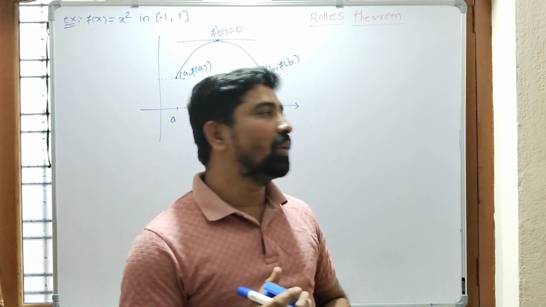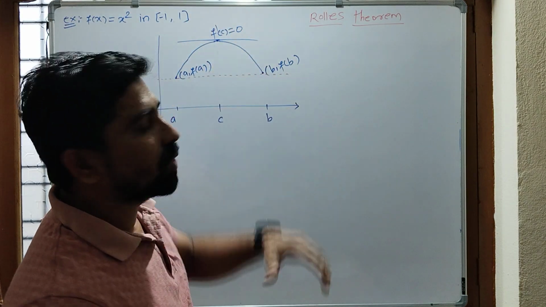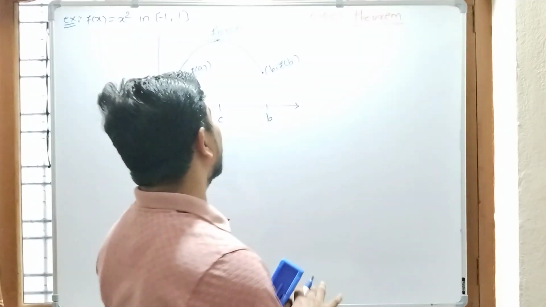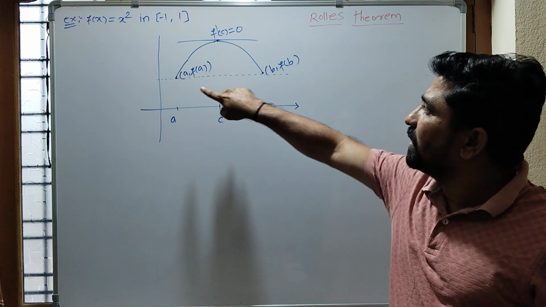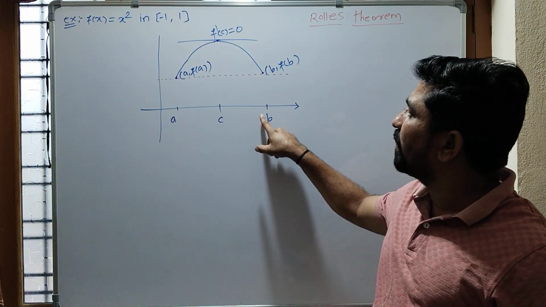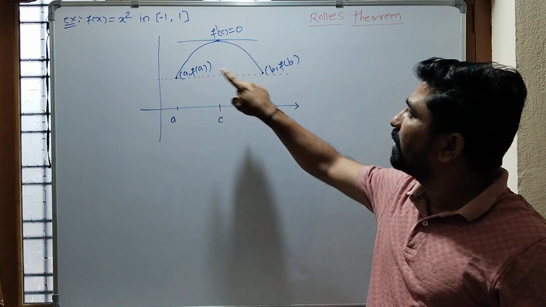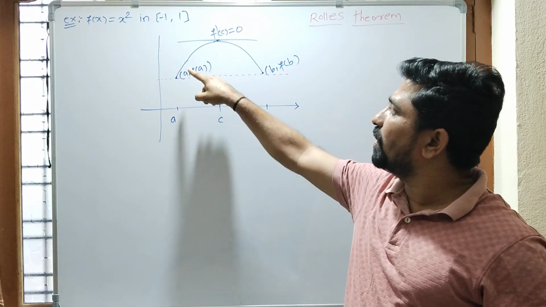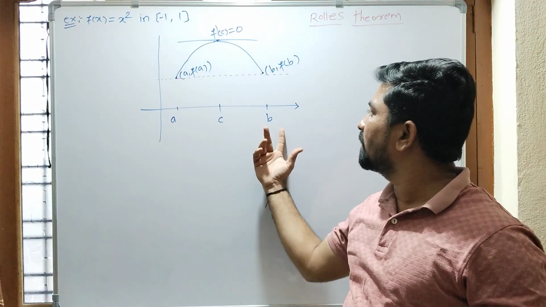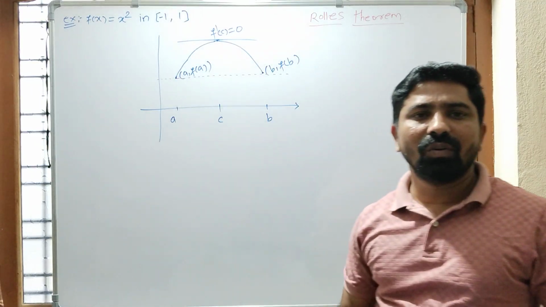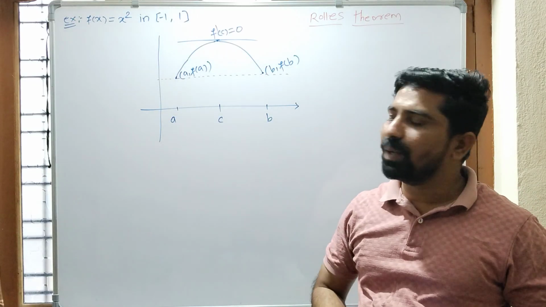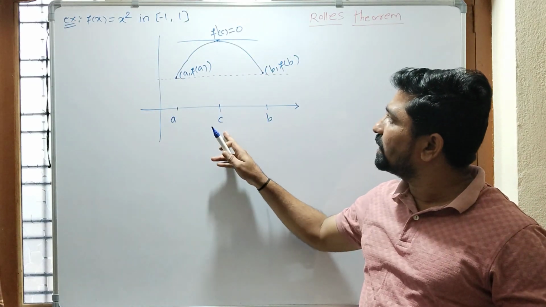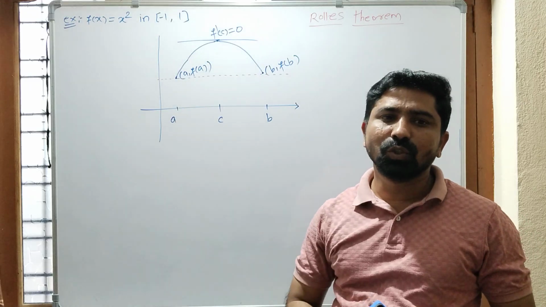Hi friends, in this video we are going to learn about Rolle's theorem. The statement of Rolle's theorem says: if the function is continuous on the closed interval [a, b] and differentiable on the open interval (a, b), except at the endpoints a and b, then there exists a point c such that f'(c) = 0.